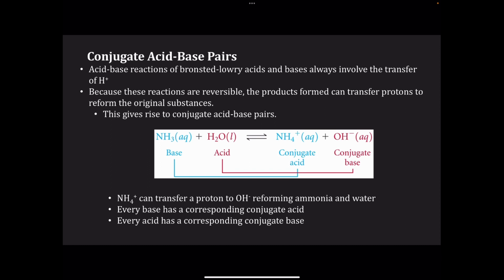Because many of these reactions are reversible, the products formed can transfer protons to reform our original substances. This gives rise to what we call conjugate acid-base pairs. So we can look at the example of ammonia, NH3. When we put that NH3 into water, we're going to produce ammonium cations and hydroxide. Now our NH3 goes from being NH3 to NH4 plus, so we can follow our line here.